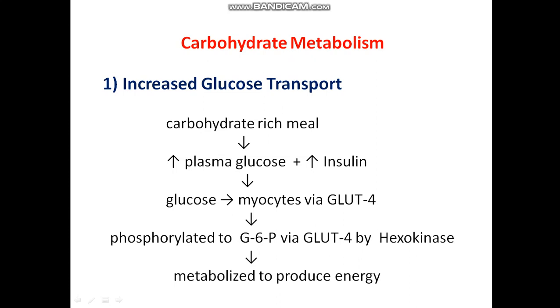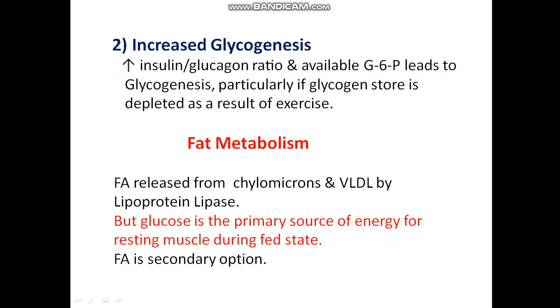Carbohydrate metabolism: increased glucose transport. After a carbohydrate rich meal, plasma glucose and insulin are increased, and glucose enters myocytes via GLUT4, is phosphorylated to G6P by hexokinase, and metabolized to produce energy. Increased glycogenesis: the increased insulin to glucagon ratio and available G6P lead to glycogenesis, particularly if glycogen stores are depleted as a result of exercise. And what happens to fat metabolism in skeletal muscles?